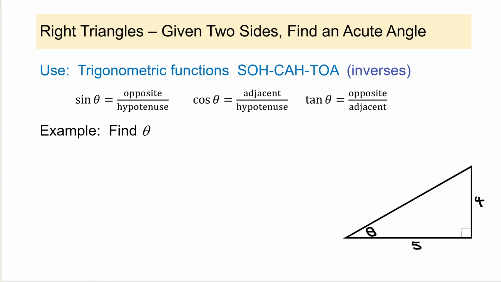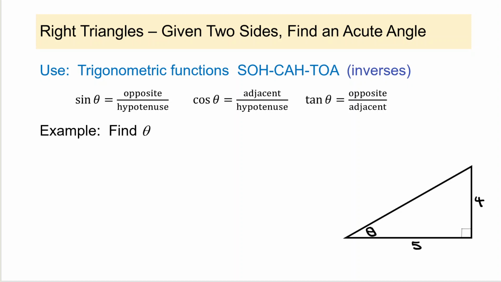All right, let's change tack a little bit here. Let's say we're given 2 sides and we want to find an angle this time. We're still going to make use of our trig functions. So in this example, I want to find theta, and I know 2 sides. One is labeled 4, one is a leg of the triangle, and the other leg of the triangle is labeled 5.